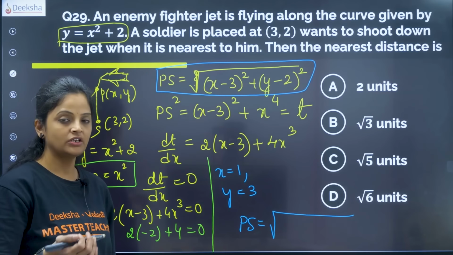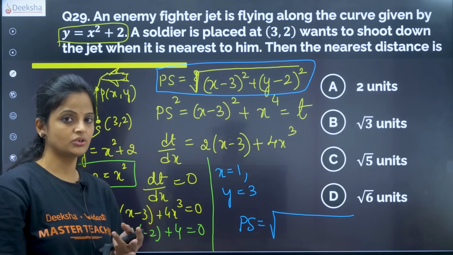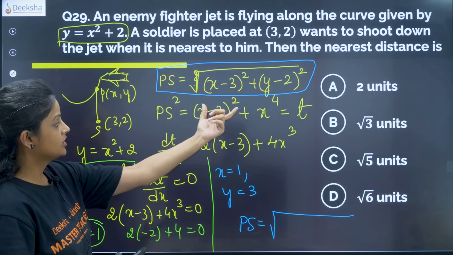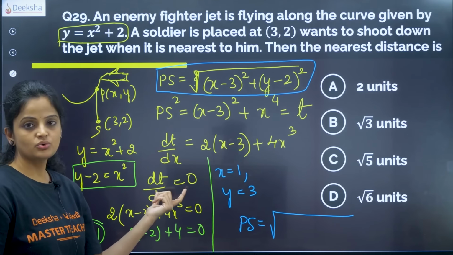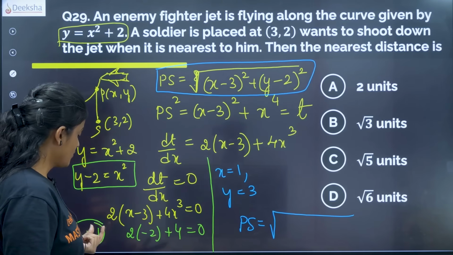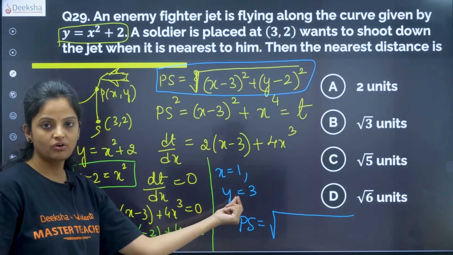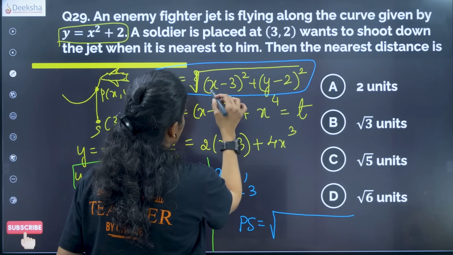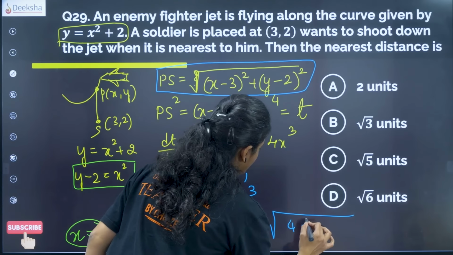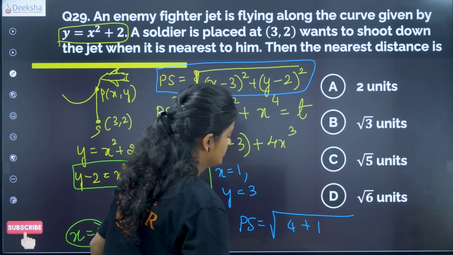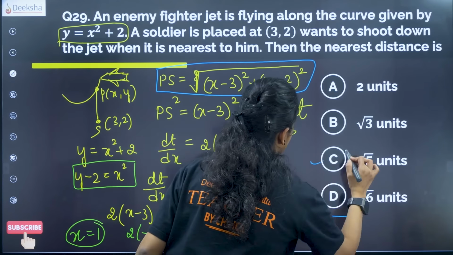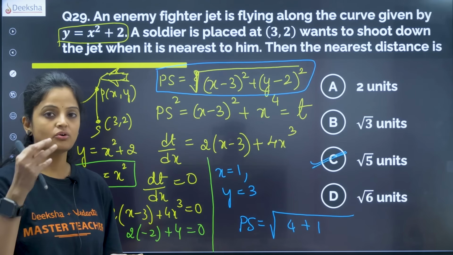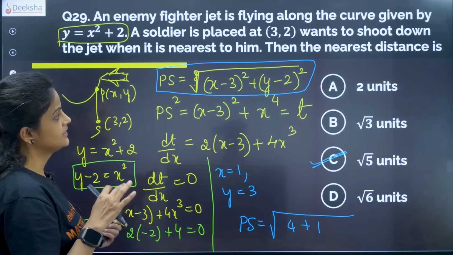In application of derivatives, you take the curve, differentiate, and equate it to 0. Those 3 steps are needed here: taking the curve, differentiating and equating it to 0 to get the critical point. One value we got here, and the other value we got here, substitute in this. x is equal to 1, we have 1 minus 3 whole square, 4, and substituting the y value, 1. 4 plus 1 is 5, and root 5 is the answer. Simple only, but the thought process is more in this. You have to think what the data is, analyze, then solve it.